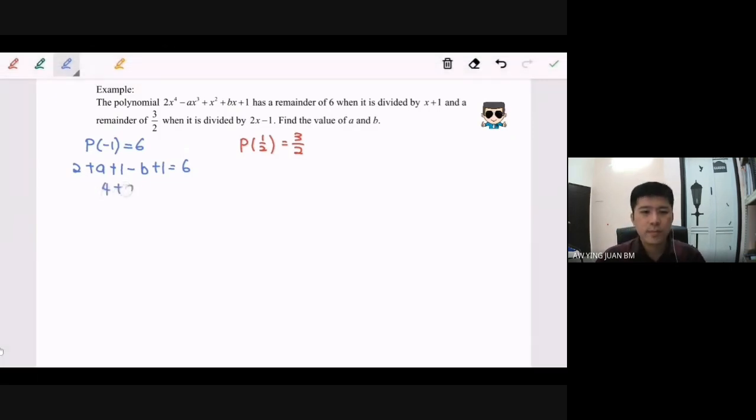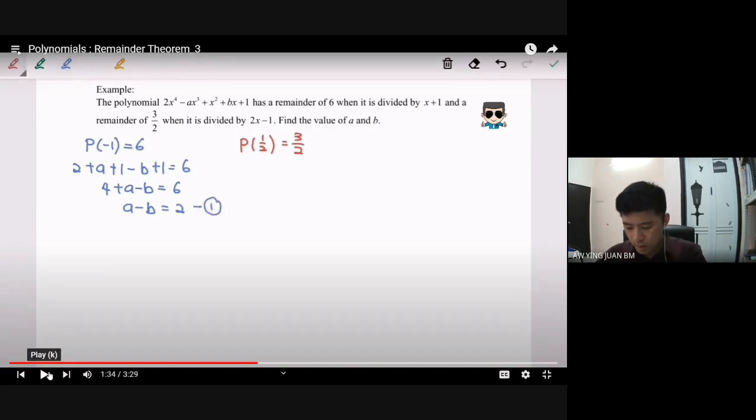4 plus a minus b equals to 6. Simplify the situation and we will have the first equation, a minus b equals to 2. So nampak? Saya nyatakan dengan jelas. Okay, a minus b equals to 2. So ingat, substitution method or elimination method. Kena berlatih lah. Kena pantas bahagian ni. Teruskan.